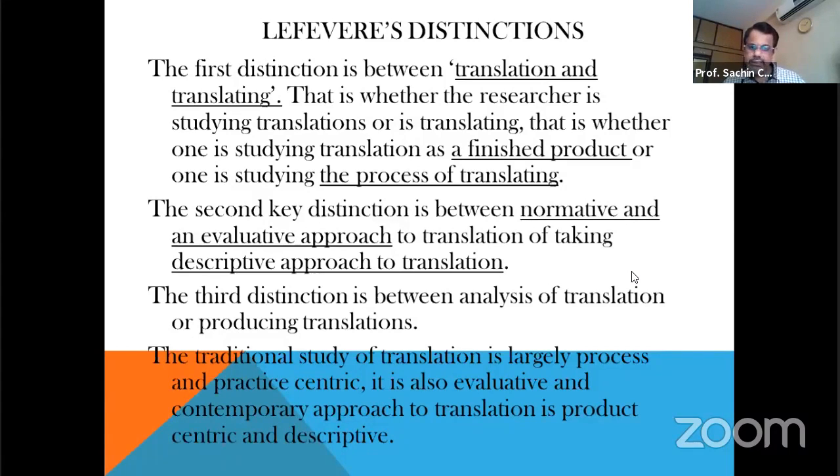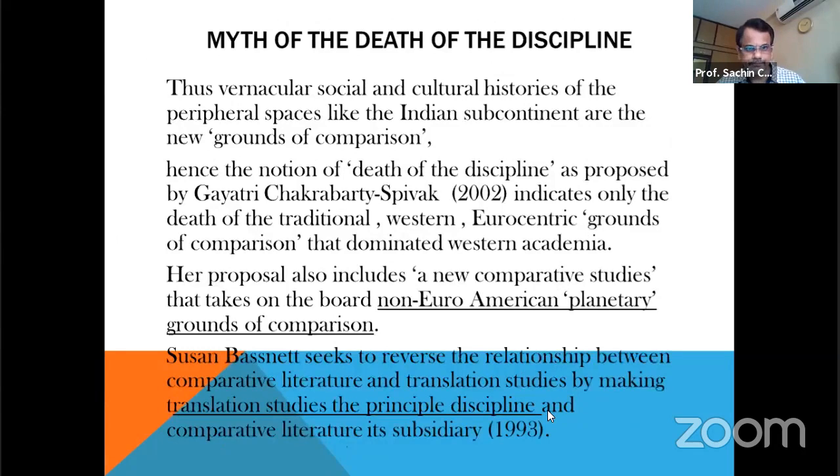So the traditional study of translation is largely process and practice centric. It's evaluative, while the contemporary approach to translation is towards product. It's more product centric and descriptive. So this brings us to the whole question of the death of discipline. And this is the term that we have often heard.